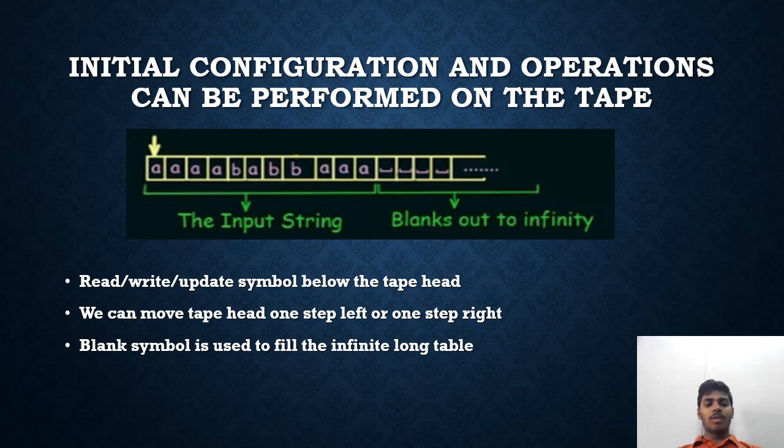We can read, write, and update the symbol below the tape head. We can move the tape head one step. This is the main point: the head moves only one step ahead, right or left. It cannot skip one and go two or three steps directly without reading the middle one. That is not going to happen here. The blank symbol is used to fill the infinite tape, as I have said before.